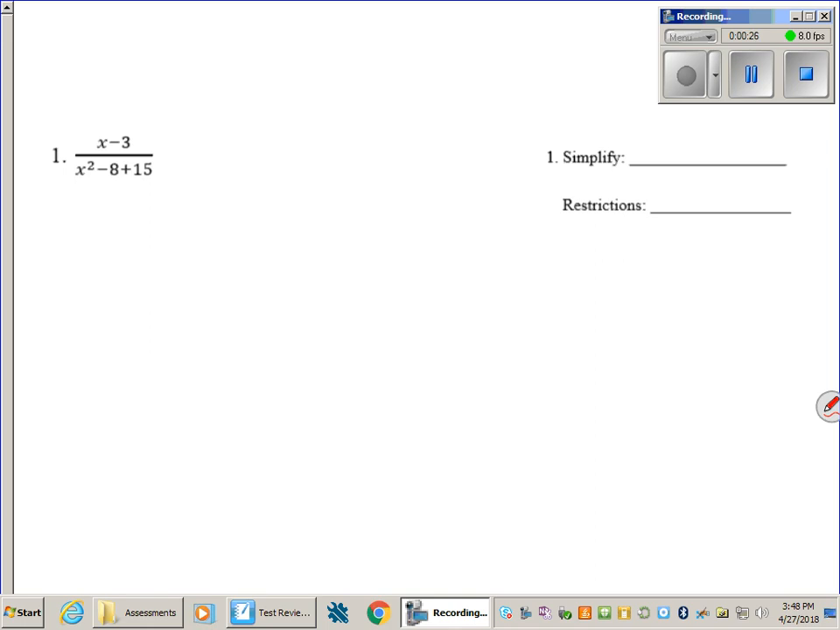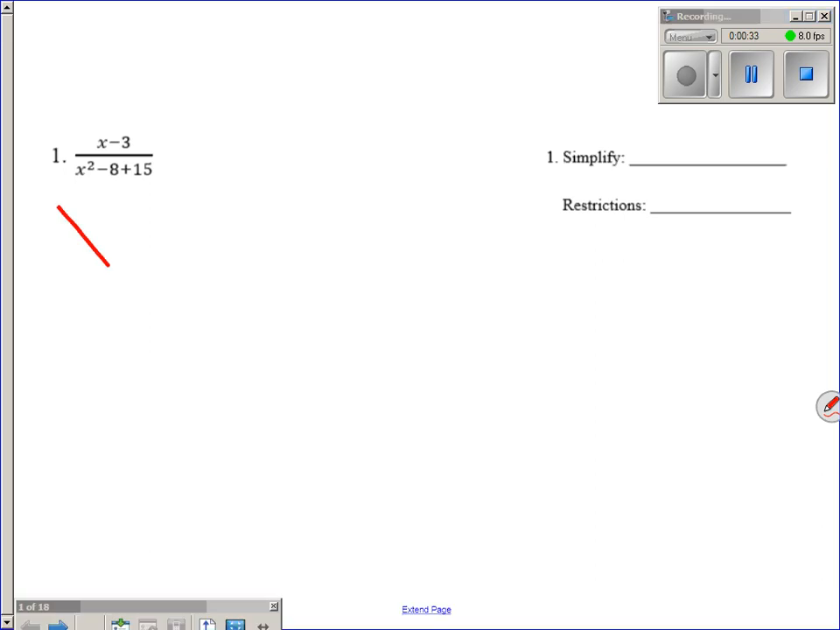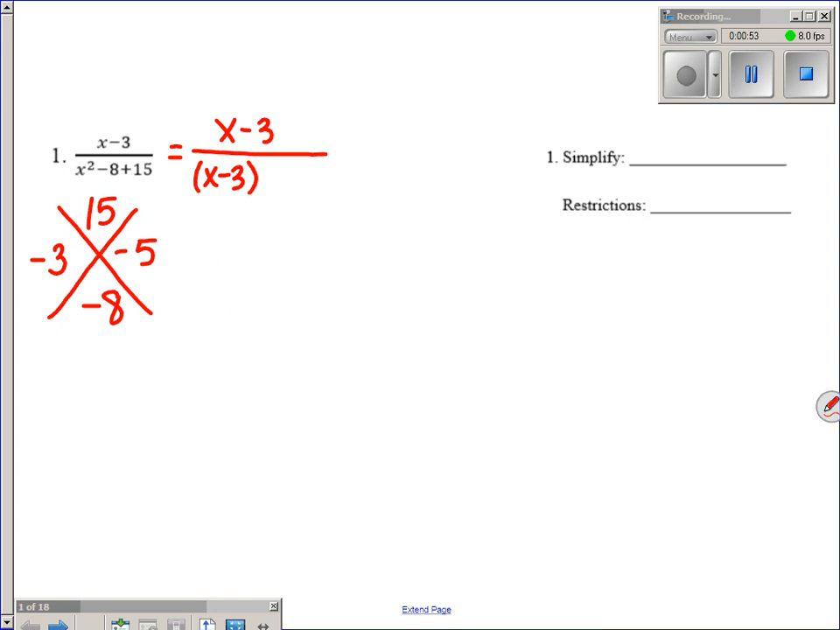Anyways, number one, since the bottom is not factored and we need to simplify it, we're going to factor the bottom using Xbox. So on the top is 15, and the bottom is -8. Our two numbers to get 15 when you multiply and -8 when you add are 3 and 5, but they both need to be negative. So this becomes x minus 3 on top, and then on the bottom is x minus 3, x minus 5, because we got -3 and -5.